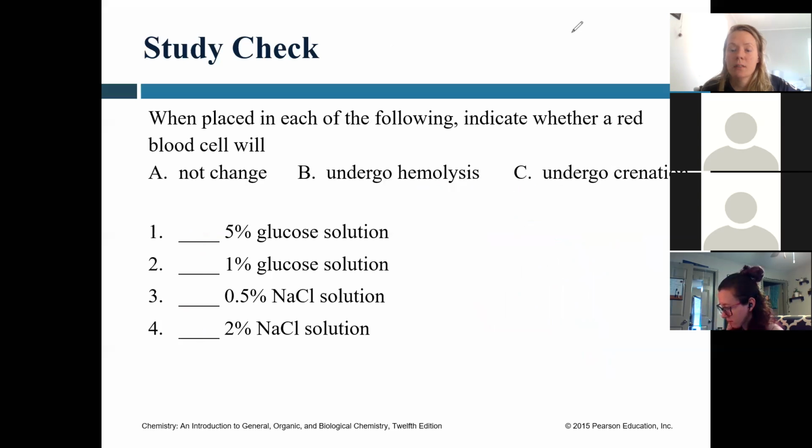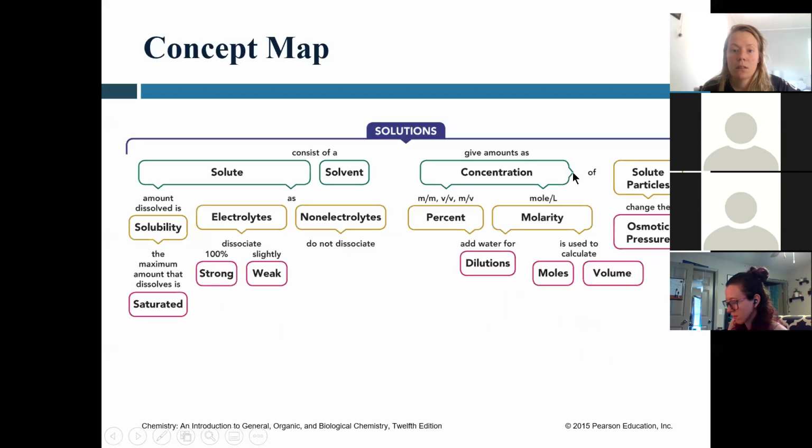Questions on that? Yes, no, maybe so? No? Okay. You do want to know the blood cell values. I may ask you, hey, if I drop this in this solution, would it expand or contract? Things like that.